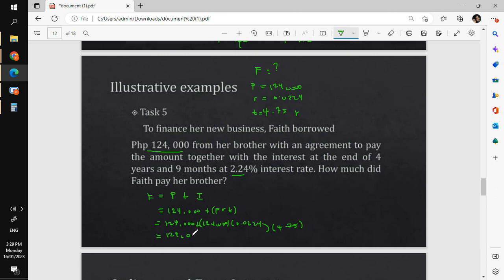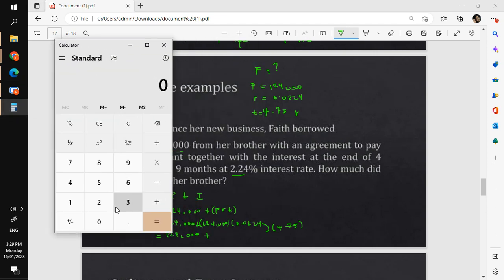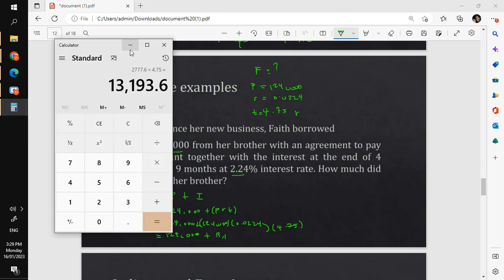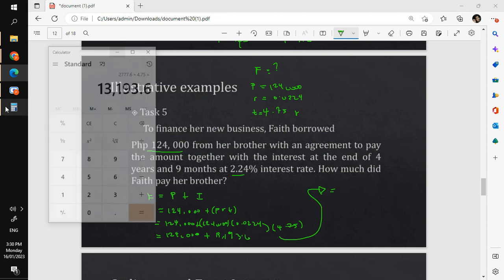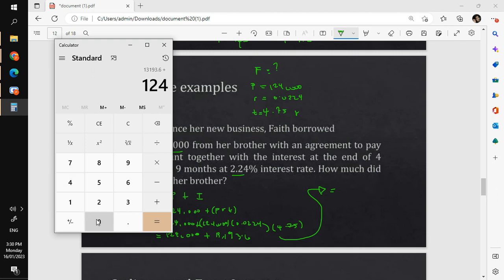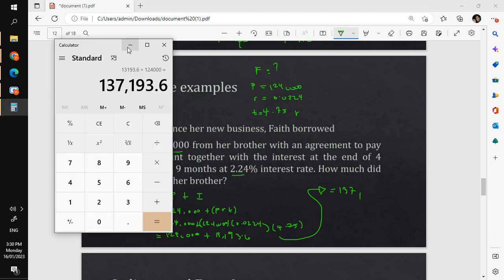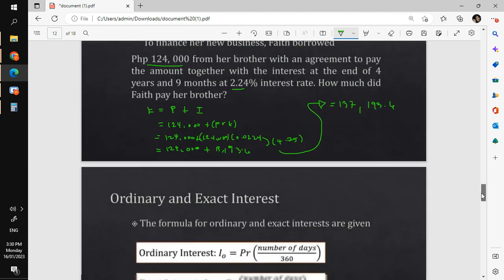So you have here 124,000 plus, multiplying these three terms, 124,000 times 0.0224 times 4.75. This gives us 13,193.6. And if we are to add them, plus 124,000, the answer is 137,193.6. So this will be the future value.